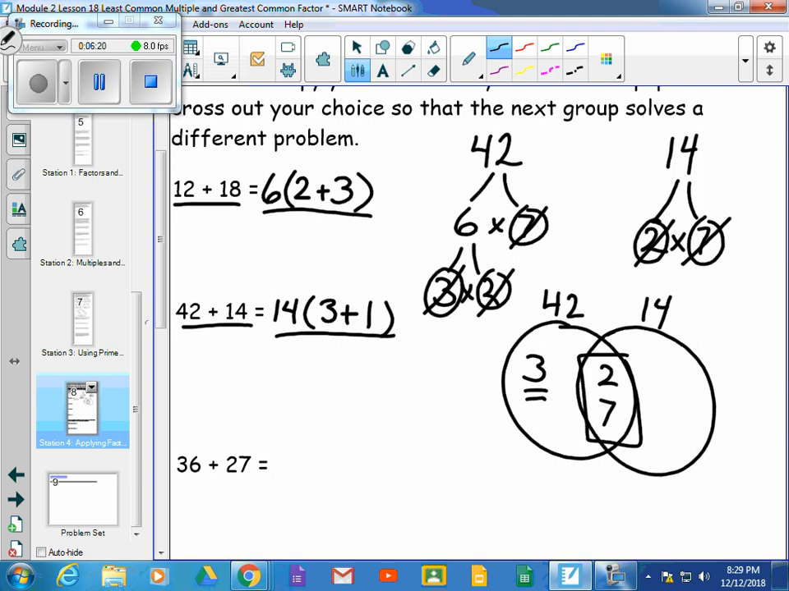And I can prove it. I can add these together and get 56. And over here on the right, I can use order of operations. I would do that first. I get 4 for 3 plus 1. And then multiply it by 14, and I get 56. Which proves that this expression is equivalent to this expression.